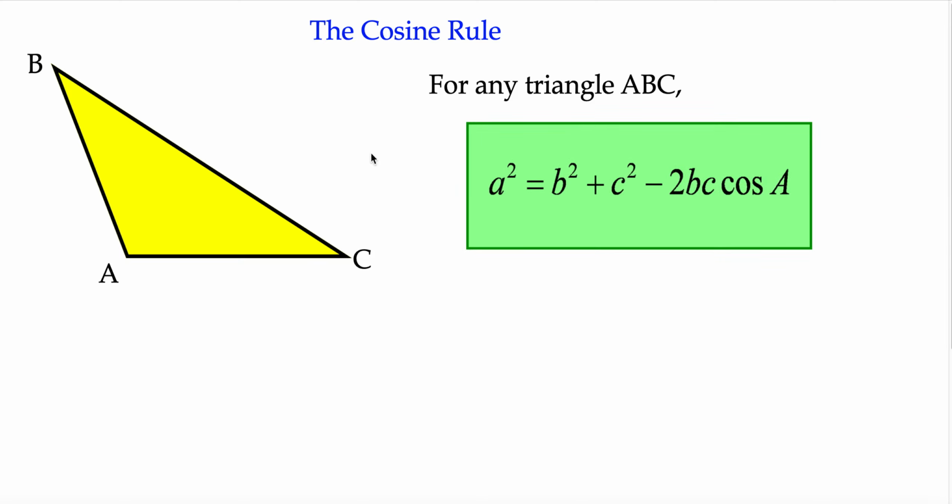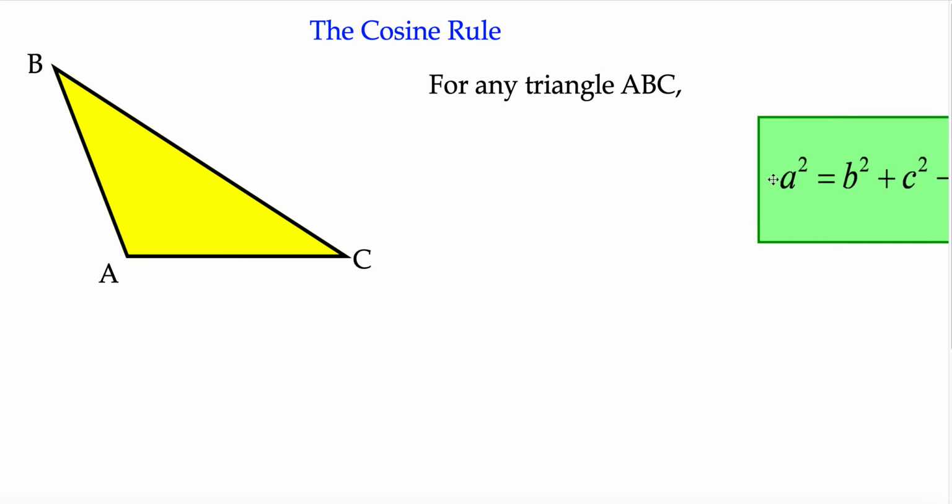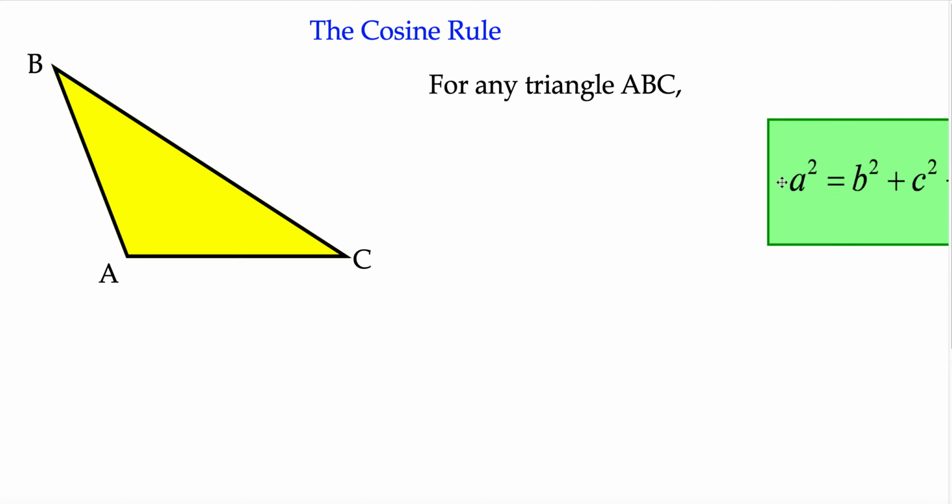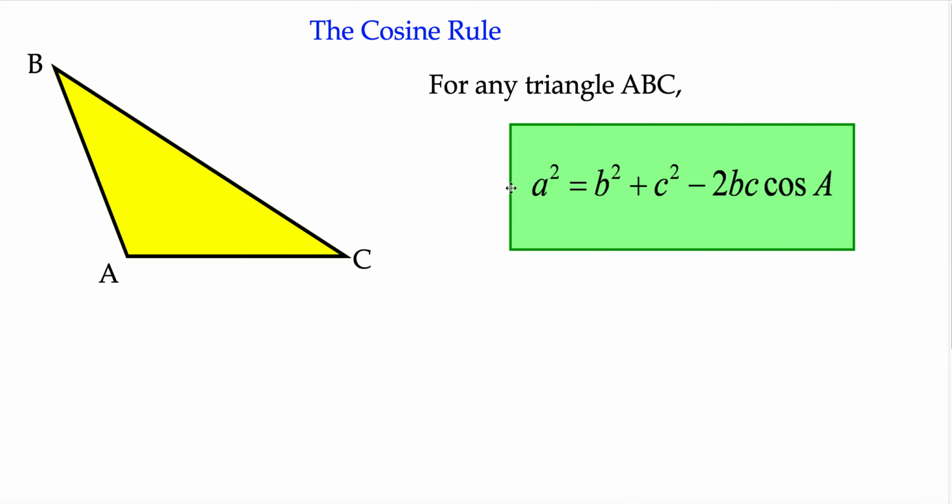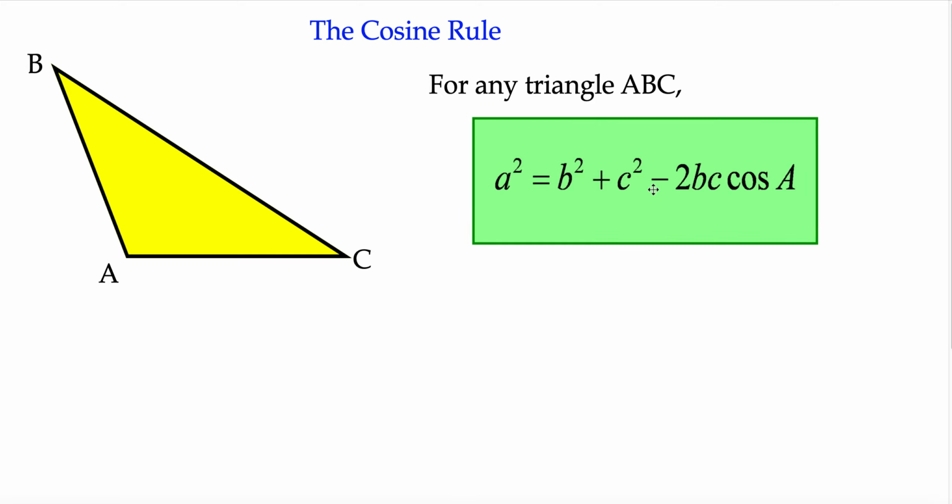Okay, for any triangle ABC, small a squared equals b squared plus c squared. Well, hang on a minute. Doesn't that look like Pythagoras' theorem? It kind of does. So there is a connection to finding the lengths of sides in a right angled triangle, but there's a wee bit more going on here. Minus 2 times the size of sides b times c multiplied by the cos of angle A. I'm not going to spend time just now proving why that works, but it does.